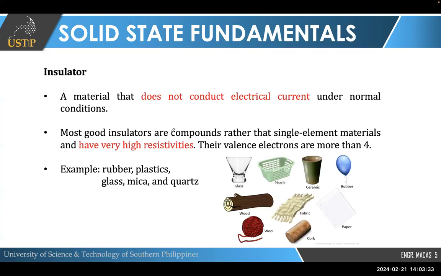Most good insulators are compounds rather than single element materials and have very high resistivities, and their valence electrons are more than 4. So that is the characteristic of insulators: valence electrons, okay? More than 4. And it has a very high resistivity because, conceptually, if you have a high resistance, then the less current flows through the material, right? If you have a very, very, very high resistivity in the material, it's as if there is almost zero current flowing. So, that's a very important characteristic of your insulator.